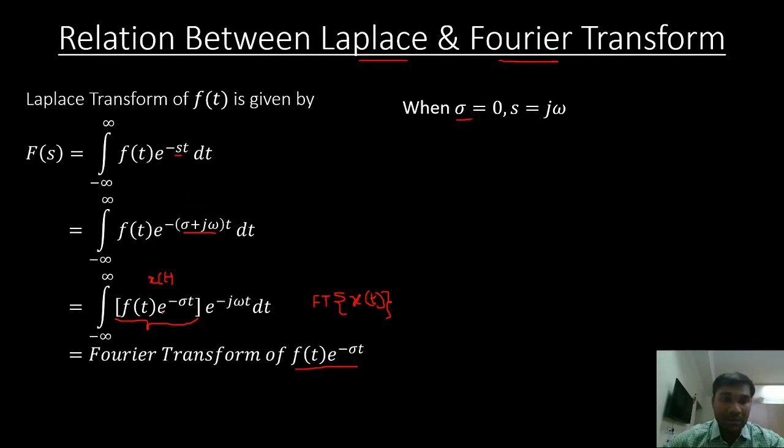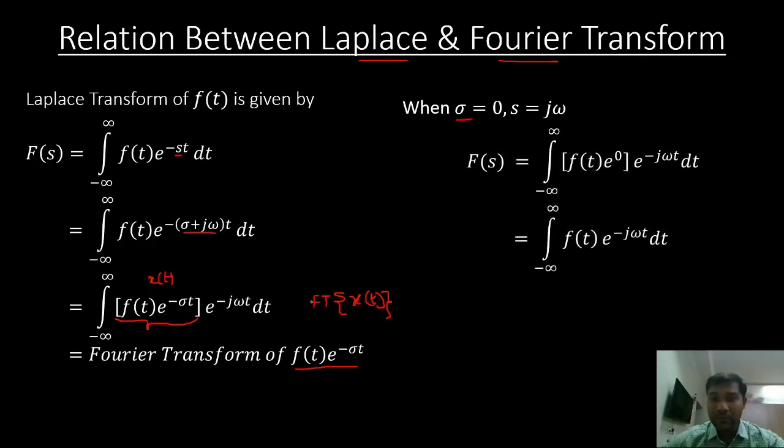If I make sigma 0 in this integral, e power minus 0 is going to be 1. So what is this entire thing going to reduce into? Integral minus infinite to infinite f of t e power minus j omega t dt. That is nothing but Fourier transform of f of t, or F of omega.